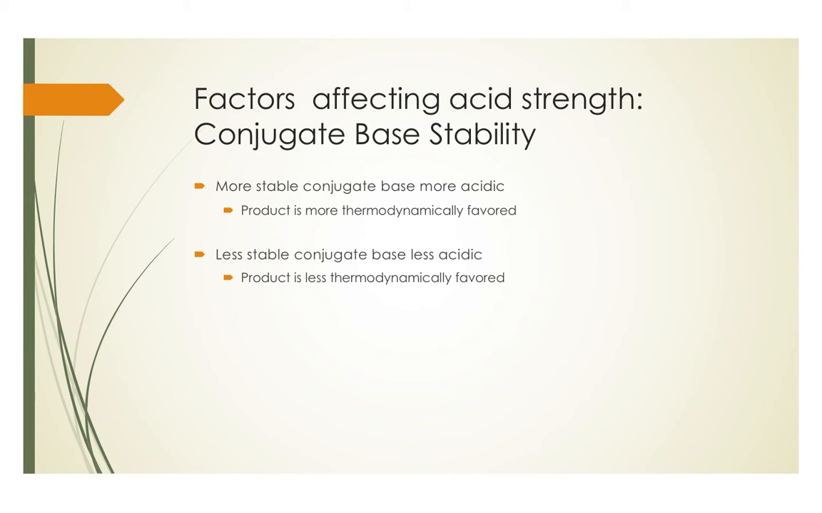And the last piece of this is the conjugate base of our substance. If that conjugate base is more stable, then the substance happens to be more acidic. If it's less stable, it will be less acidic. This is how we talk about these things in terms of thermodynamics. If the conjugate base is more stable, then the product is thermodynamically favorable. If the conjugate base is less stable, then going to the product is less thermodynamically favored.